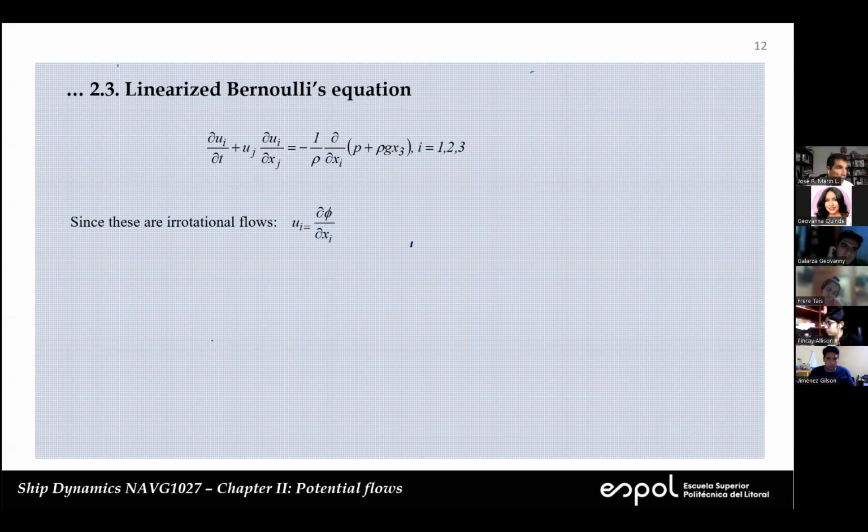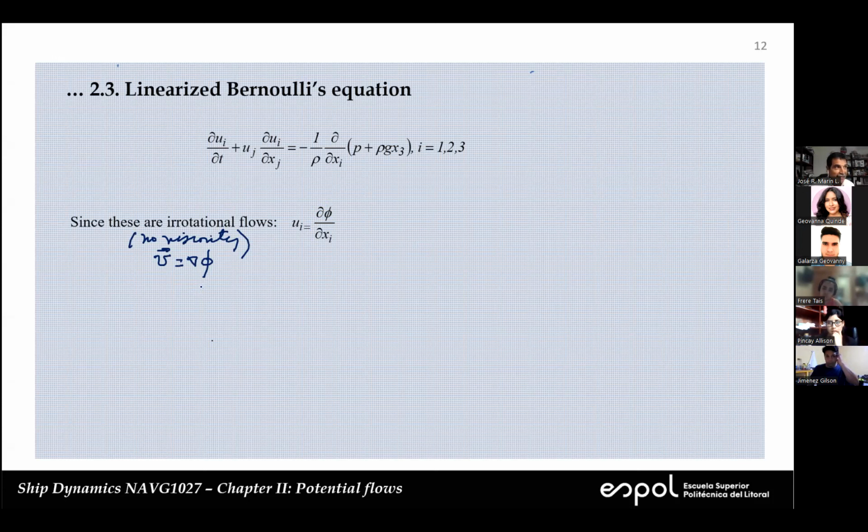Since we are saying that this is irrotational, that means that we are considering no viscosity. Okay, so we said that the velocity is equal to the gradient of velocity potential. What are the units of the velocity potential, Mr. Matute?